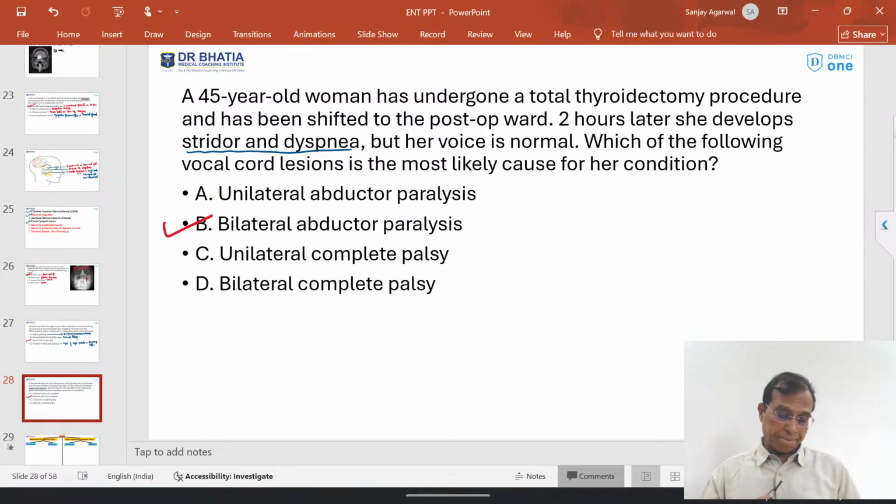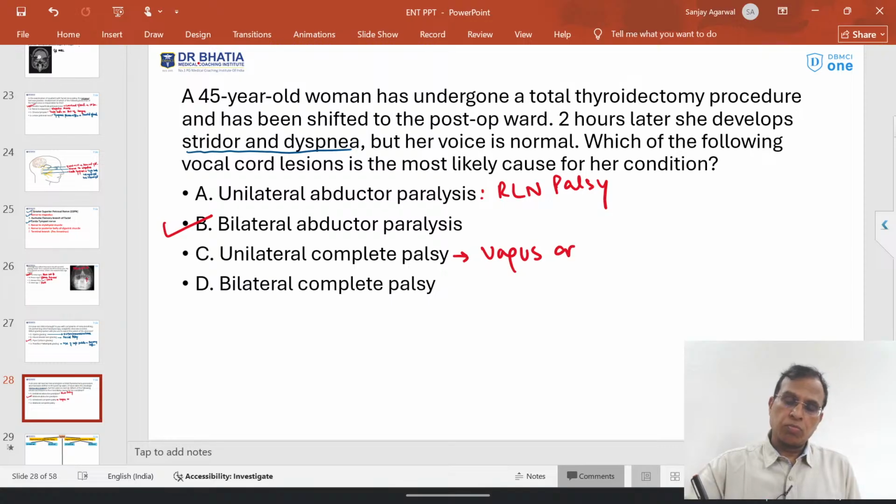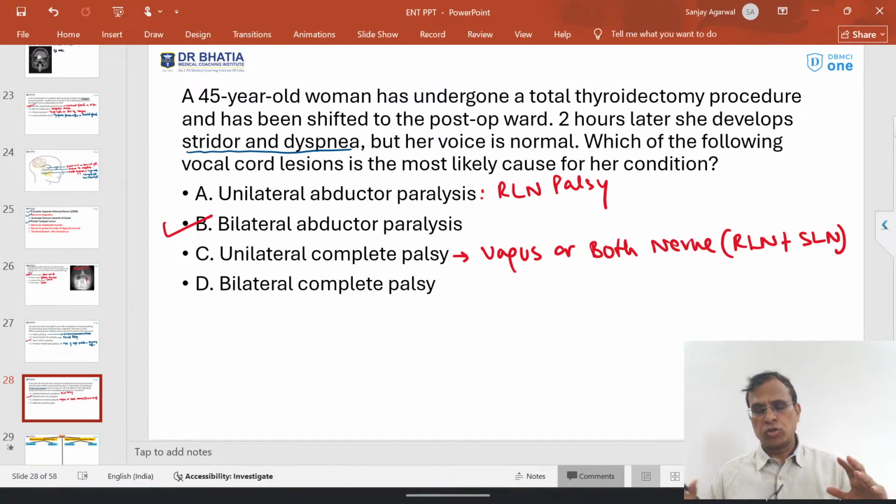Anyways, so see, this abductor palsy is due to recurrent laryngeal nerve palsy, and complete palsy is due to either vagus or both nerves. Both nerves means recurrent laryngeal nerve plus superior laryngeal nerve. If both go together, we call it complete palsy, and if only the recurrent goes, we call it abductor palsy.